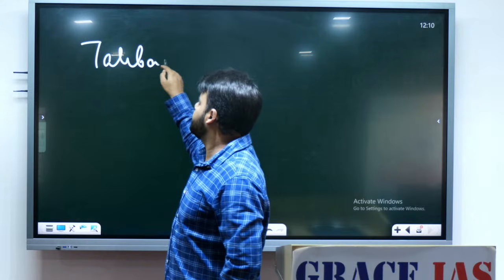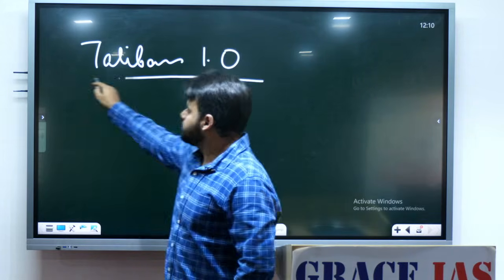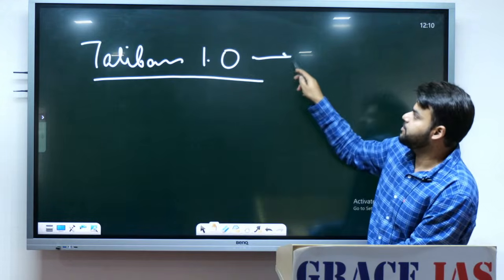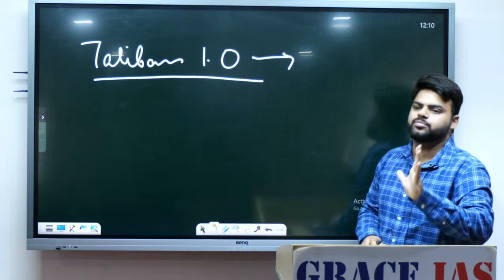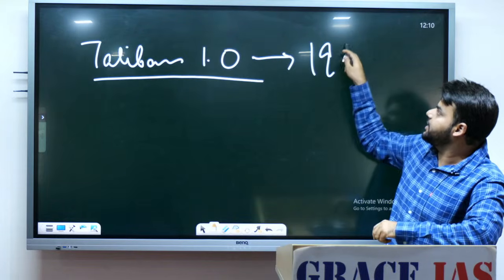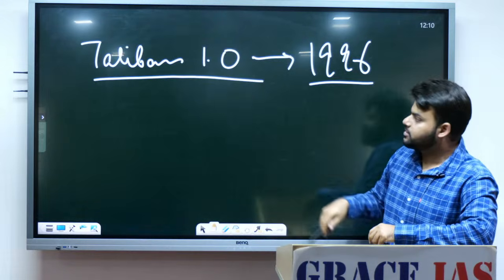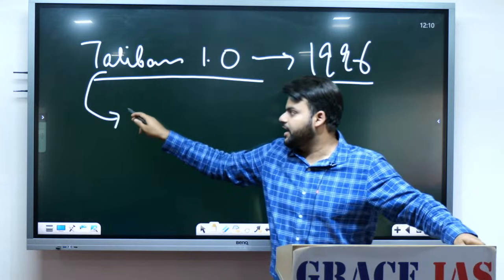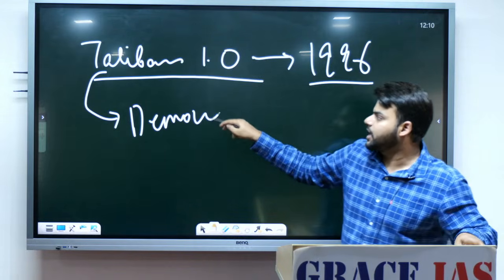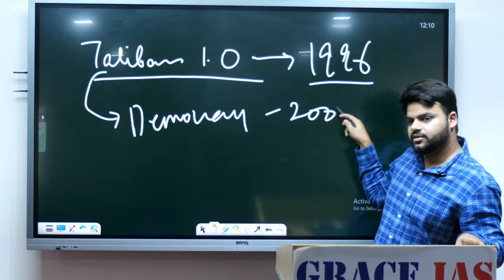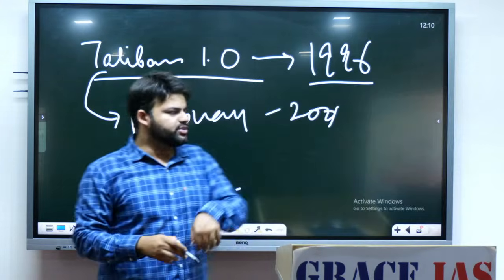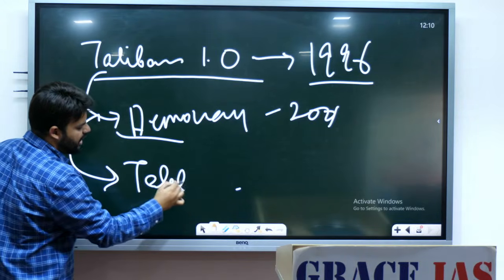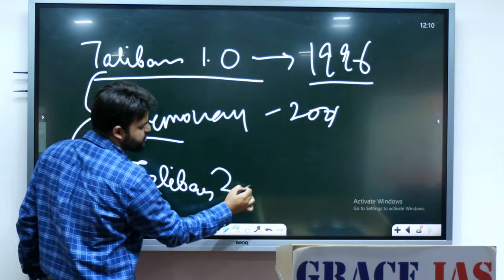There was Taliban 1.0. Democracy was running, everything was fine. But what happened? These Taliban people, Taliban is essentially a militant group. They took power firstly in 1996. Then they destroyed the Bamiyan Buddha, everything. They were removed and democracy was again established, I think somewhere around 2001. From 2001 to 2022, this democracy continued, and then in 2022, again Taliban came, and now it is known as Taliban 2.0.